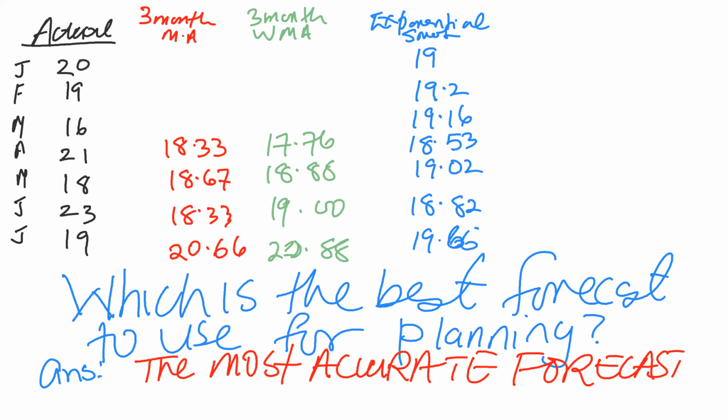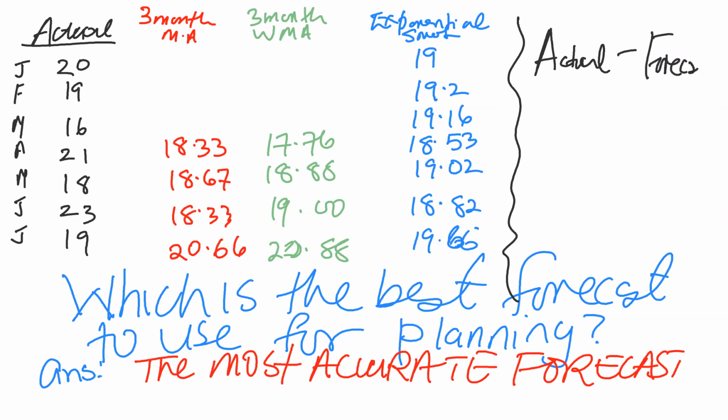So the question then is, well, what do I do? I said earlier that the error is calculated by taking the actual observation and subtracting the corresponding forecast. So that's going to come in handy. Now, if I take the actual observation minus the corresponding forecast, I get the error.